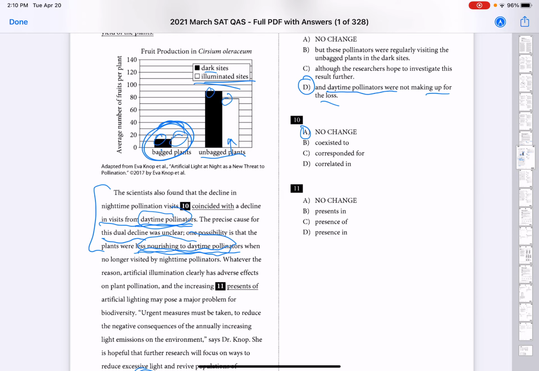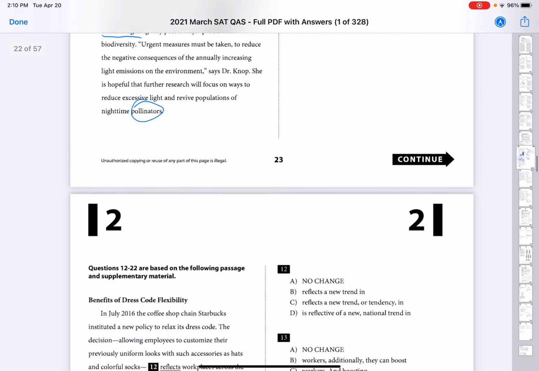Number 11, whatever the reason, artificial illumination clearly has adverse effects on plant pollination and the increasing presence of artificial light. The answer for number 11 should be C. You have the presence of artificial light. So that's an idiomatic phrase.